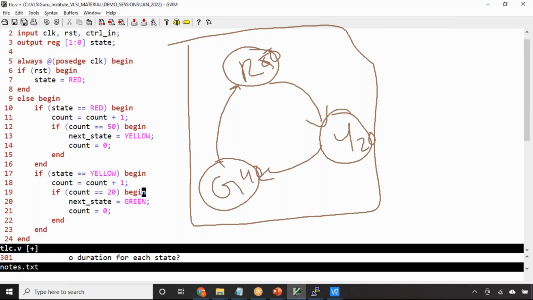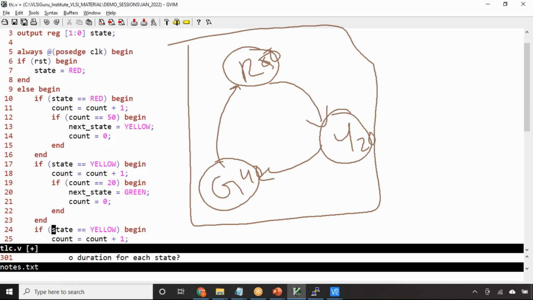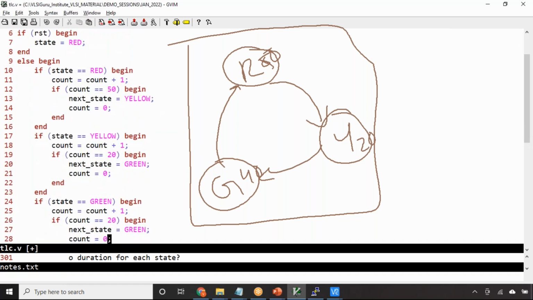Same way, if the state is green, what should the count value be? Can you tell me, based on what I explained? 40. It should be 40. Then where does it go? What should be the next state as per this state diagram? Red. It should be red.